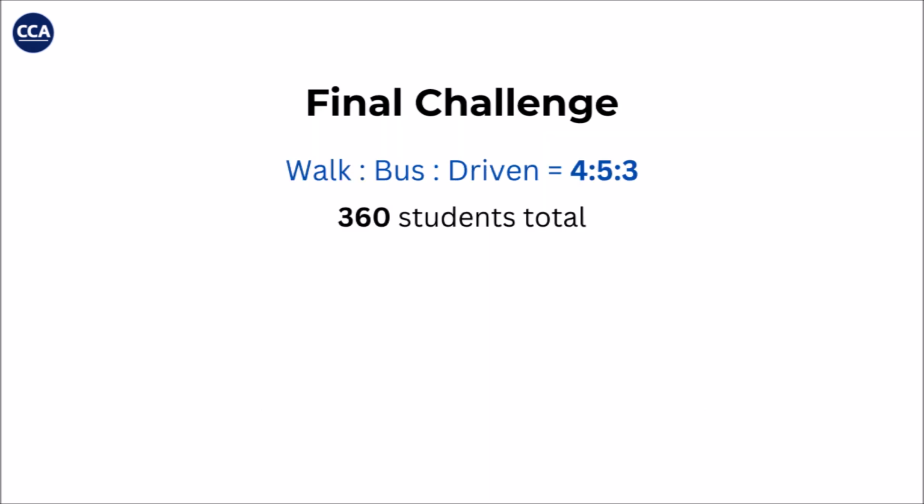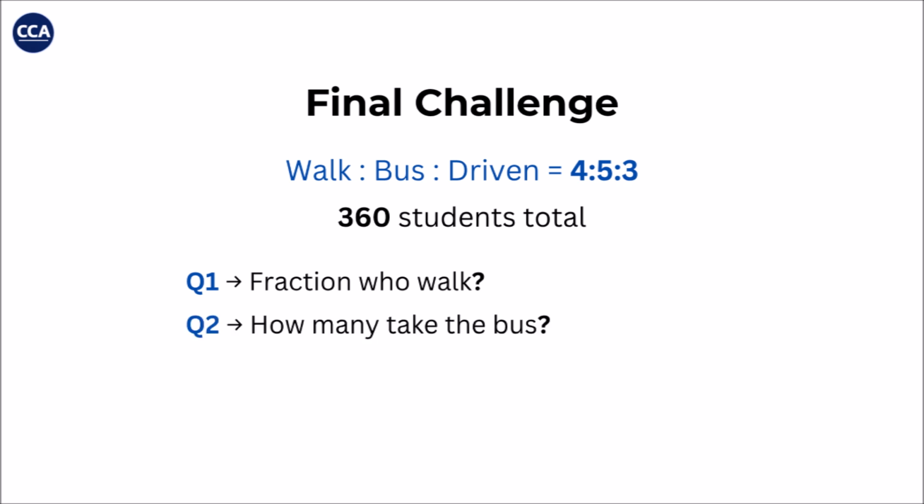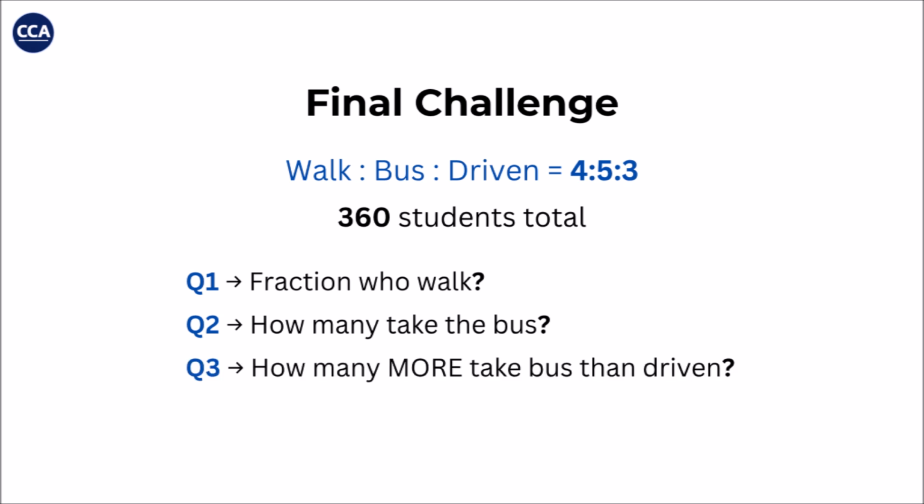Here is your final challenge, a multi-part exam question. In a school, the ratio of students who walk to school to students who take the bus to students who are driven is 4:5:3. There are 360 students in total. Question 1. What fraction of students walk? Question 2. How many students take the bus? Question 3. How many more students take the bus than are driven? Pause and solve all three.